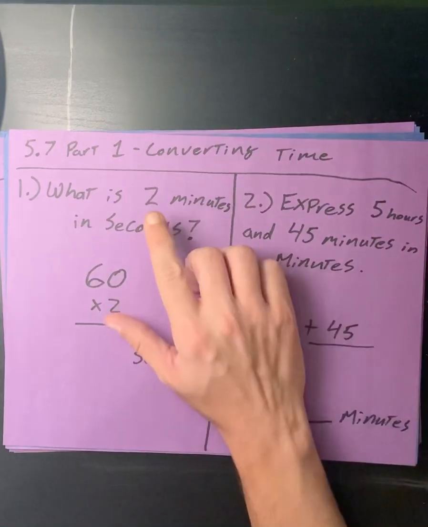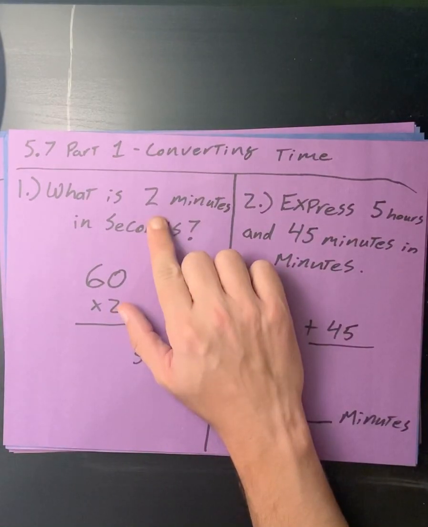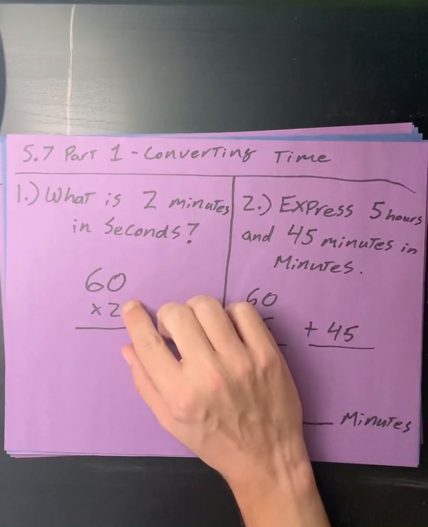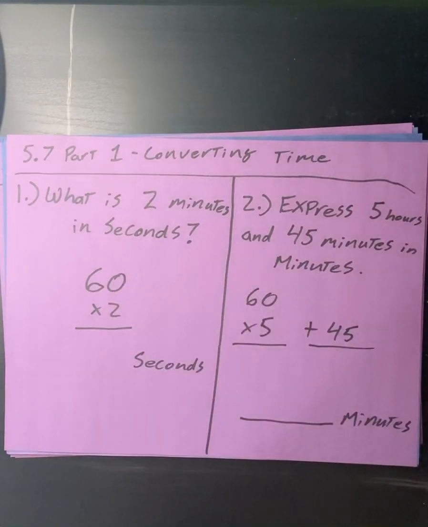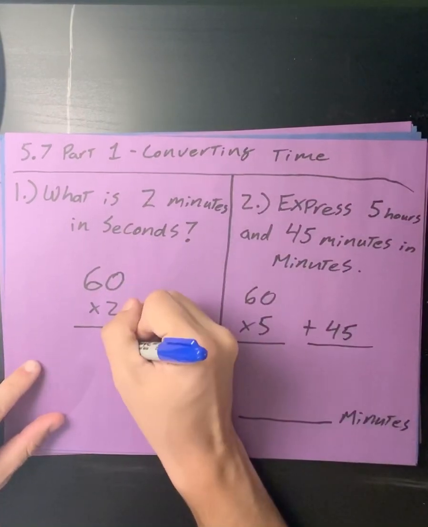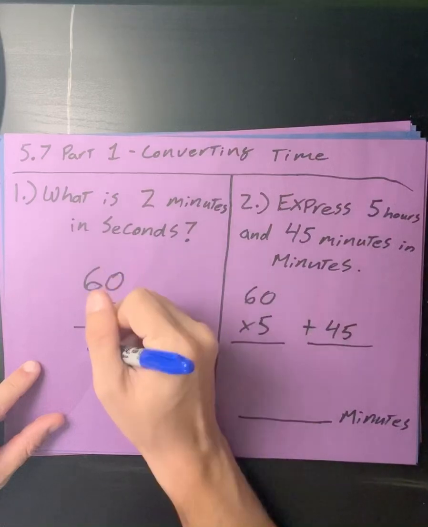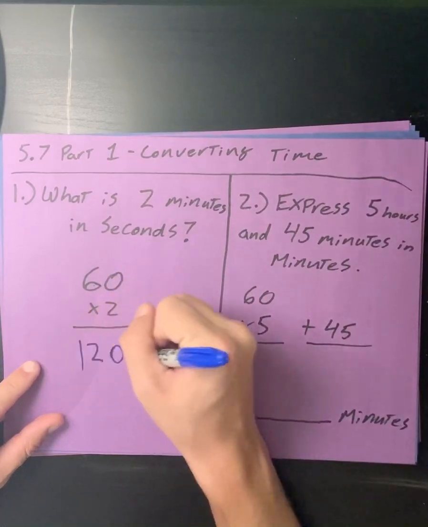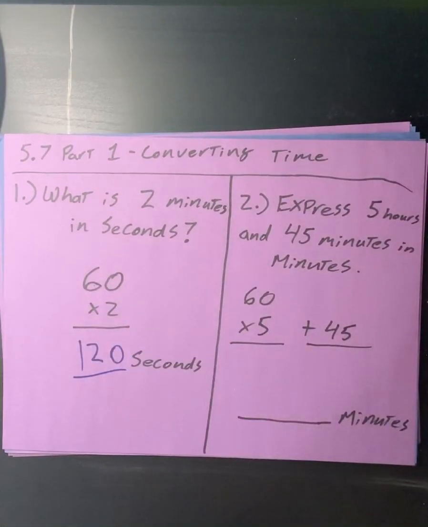Okay, so first part is if we're converting time. Say I want to figure out how many seconds are in 2 minutes. I would multiply 2 times 60. 2 times 0 is 0. 2 times 6 is 12, or 120. So there's 120 seconds in 2 minutes.